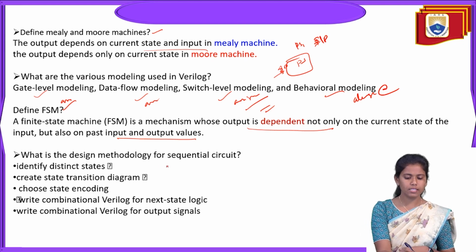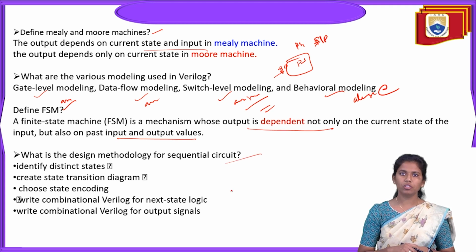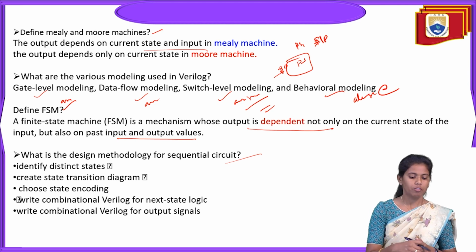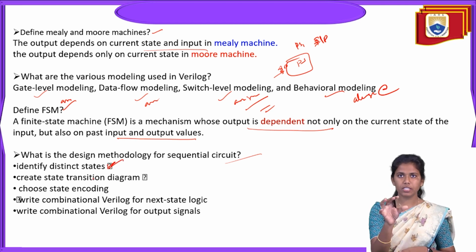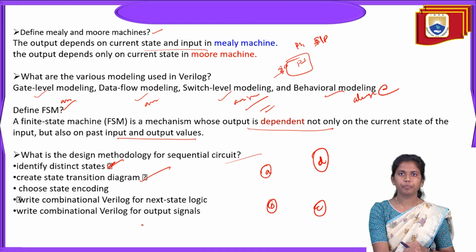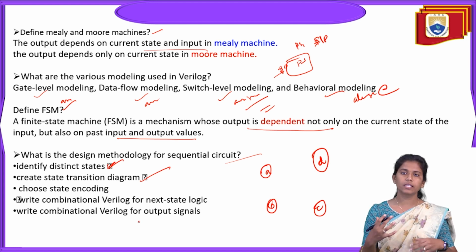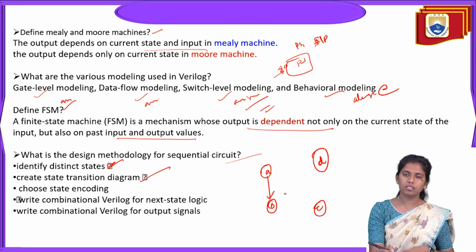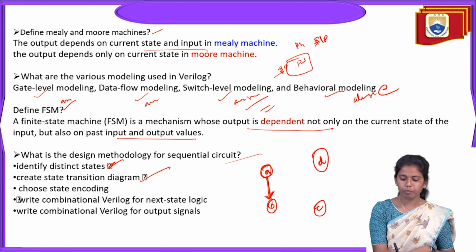Then, what is the design methodology for sequential circuits? In order to design a sequential circuit, we have to identify the distinct states: A, B, C, and D. The representation of each state is inside a circle. Then create a state transition diagram. The state transition diagram consists of the states represented in circles and the direction lines. The transition from A to B goes this way, from B to C this way, from C to D this way, and from D to A this way. So the representation uses direction lines, circles and states.